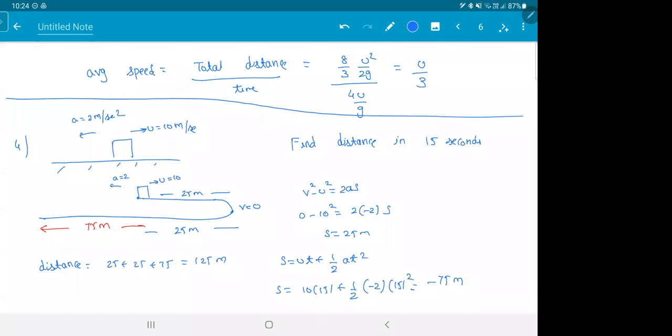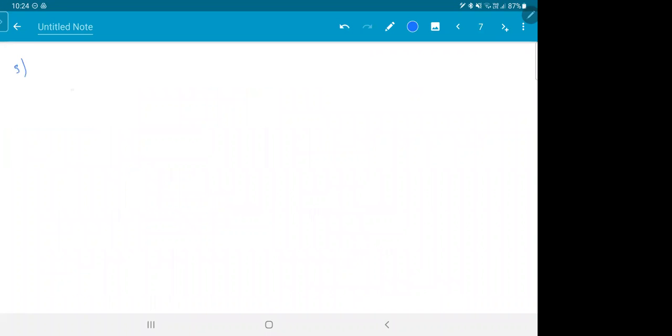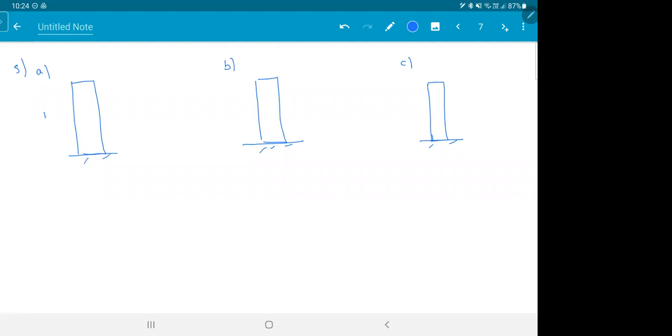Next one. Any doubts on this? We have a building. All the buildings are 100 meters. In the first case, you dropped it from rest. Second case, you throw it up with 20 meters per second. Third case, C, you dropped it with 20 meters per second. Find the time and the speed when they reach the ground.